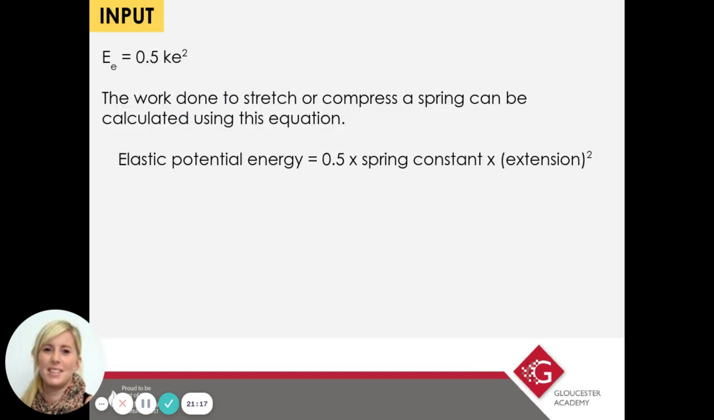Okay, so the next equation that you have to be able to use is this one. So this stands then for elastic potential energy equals 0.5 times the spring constant times the extension squared. And earlier in the lesson I mentioned BIDMAS because the bit of work you would do first is to sort out the information in brackets. So if you have the extension, then you would square that first before doing anything else.